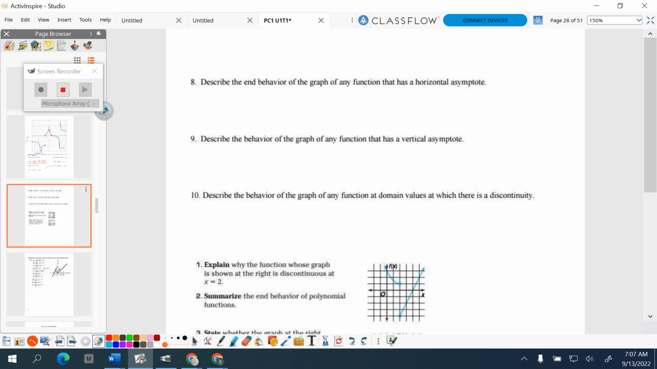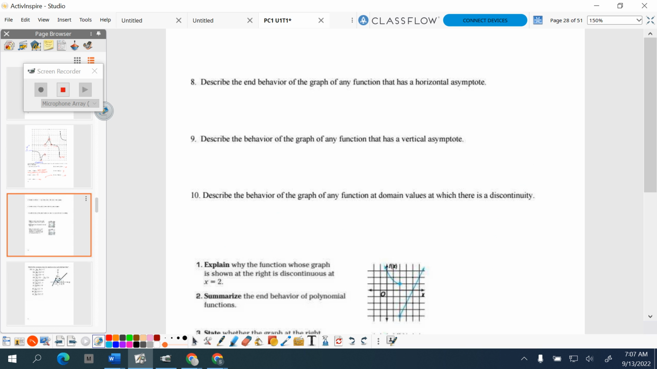Let's see what else we got going on here. It says describe the end behavior of the graph of any function that has a horizontal asymptote. So it approaches the horizontal asymptote. Let's describe this graphically. So here's my x and y axis, and this is my function. And if you look, it's approaching y equals 0. All right.